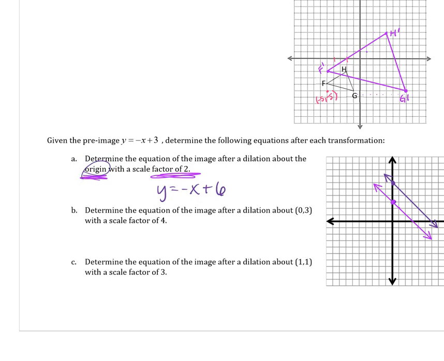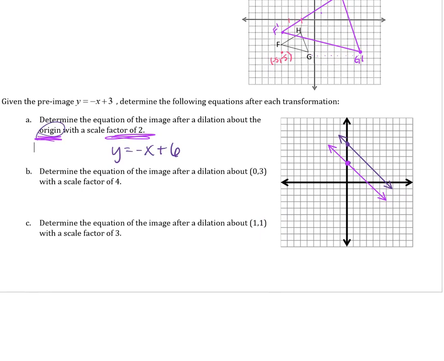What about if I dilate about the point 0, 3? Okay, well the point 0, 3 is actually on the line. So if the point is on the line, every pre-image point on this line is just going to end up on a new location on the same line. So if the center of dilation is on the line, the line actually remains the same. So we're still going to have y equals negative x plus 3.